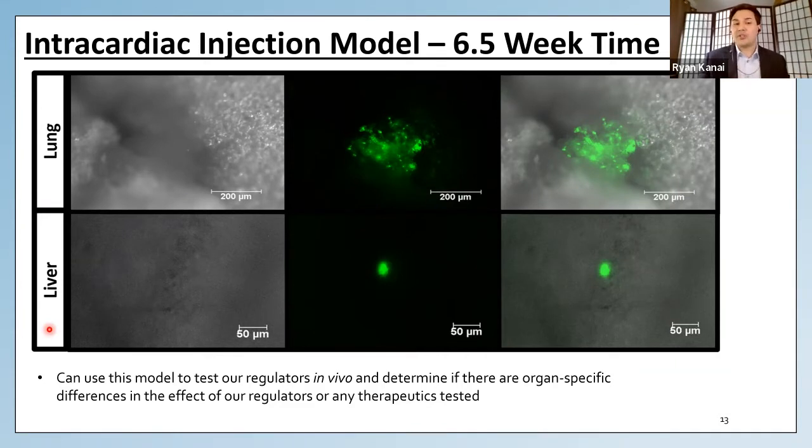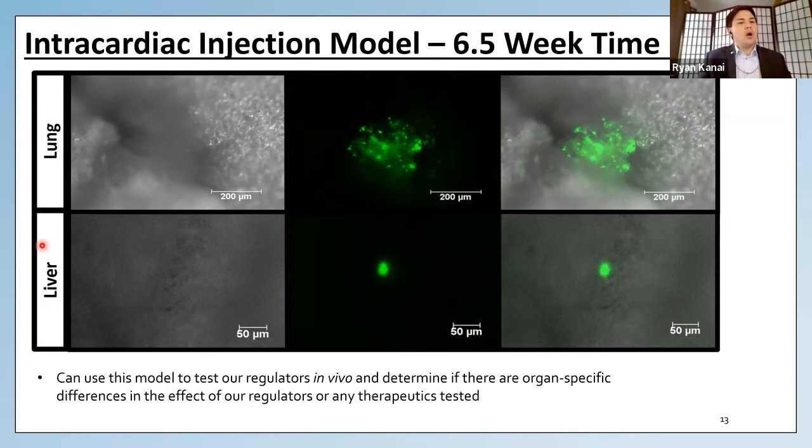What's really nice about this model is not just that it gives us an in vivo model for testing our regulators, but it also would allow us to determine if there are organ-specific differences in how our regulators impact EHE growth. So if one regulator was able to inhibit growth in the lung, but not the liver, this assay would allow us to tease that out. For therapeutic testing moving forward, this would be important for preclinical testing, to determine which patients might most benefit from any treatments.